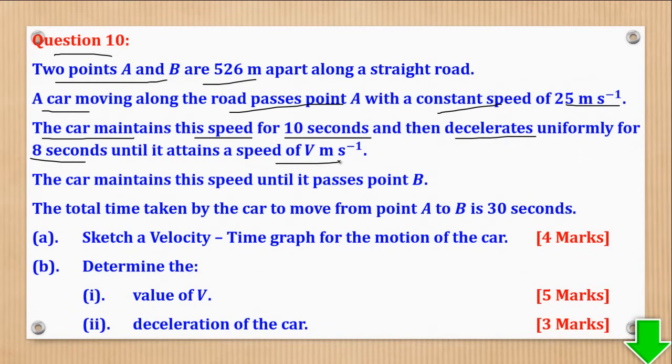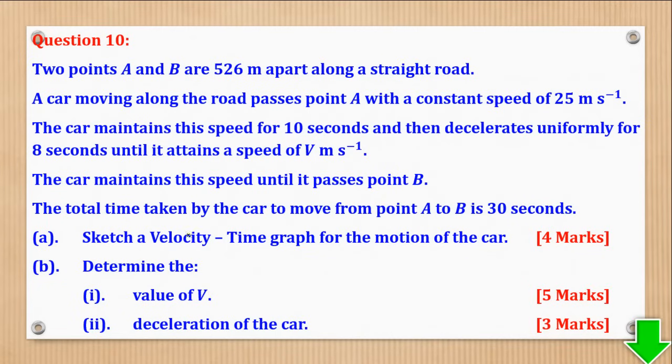V. The car maintains this speed until it passes point B. The total time taken by the car to move from A to B is 30 seconds. Part A, sketch a velocity time graph for the motion of the car. Part B, determine Roman 1 the value of V and Roman 2 the deceleration of the car.